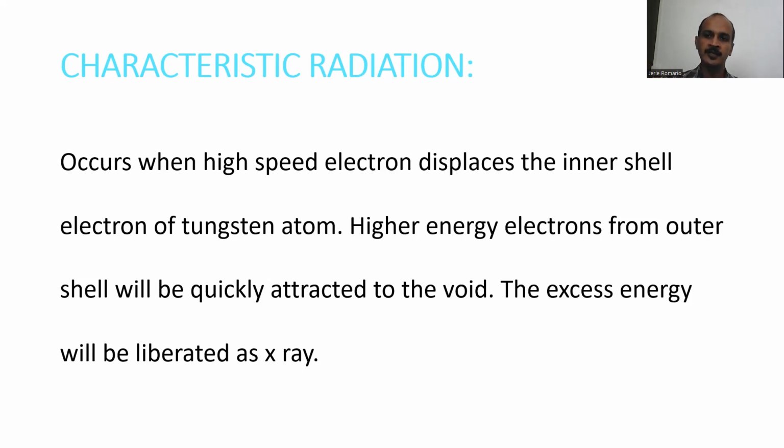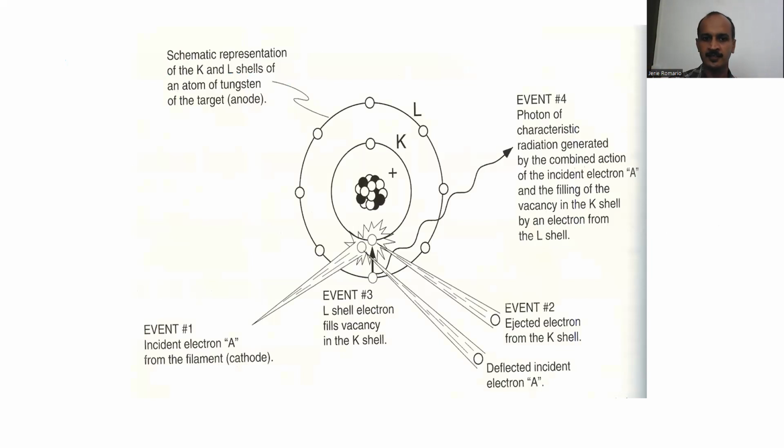So the immediate next L shell electron will jump into the K shell. And during this jumping process, the excess energy carried by the L shell electron will be released as X-rays. And these X-rays will have a specific wavelength for that element, and each element will have different specific wavelengths. That's why it is termed characteristic.